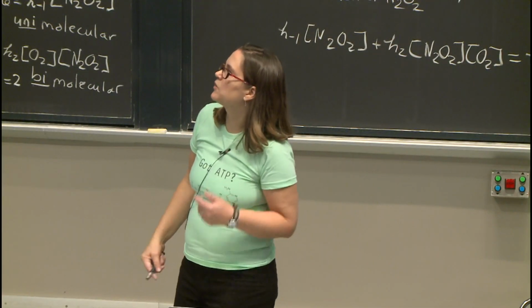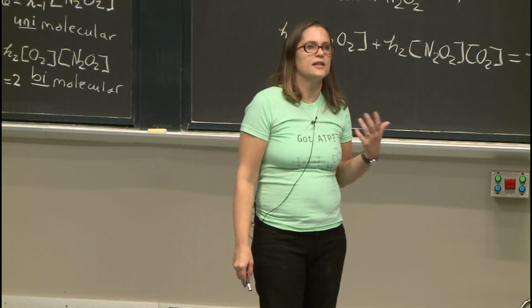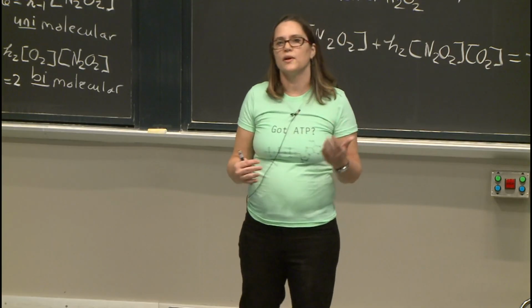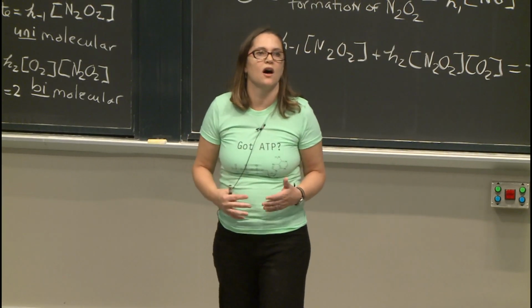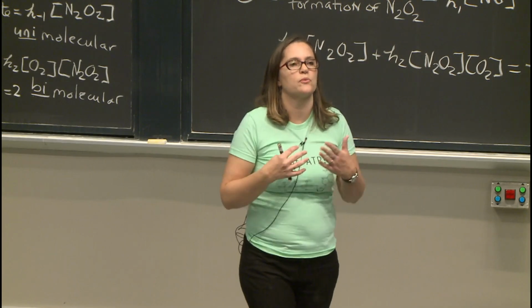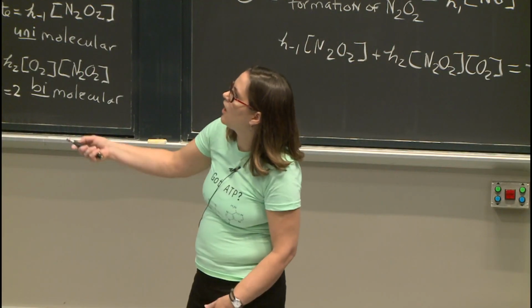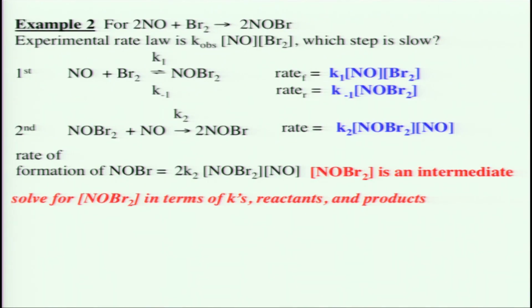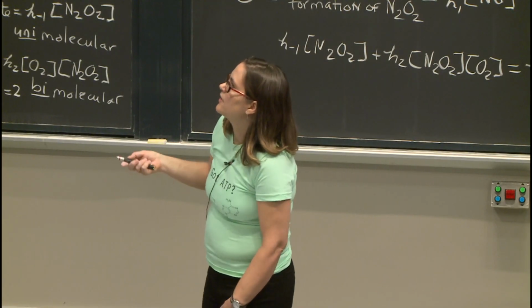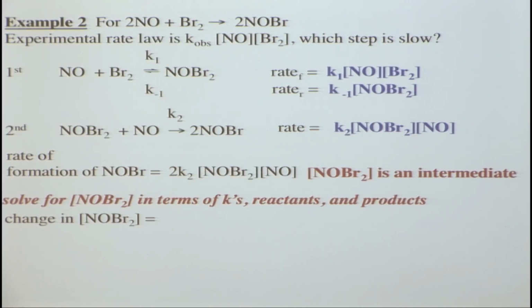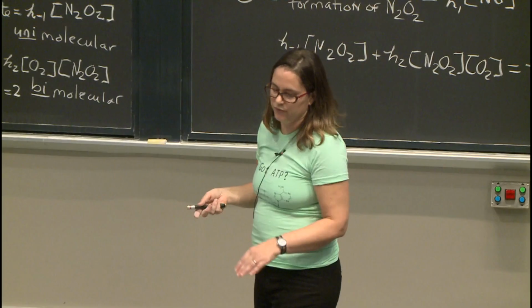But once again, we're not done because there's an intermediate in the expression, and you can't have an intermediate in your rate law. You need to solve for the rate law in terms of rate constants, reactants, and products. So we need to now solve for our intermediate in terms of things that are allowed in the overall rate law. And so we want to think again about what is the change in concentration of our intermediate. So we can do the same thing that we did before.